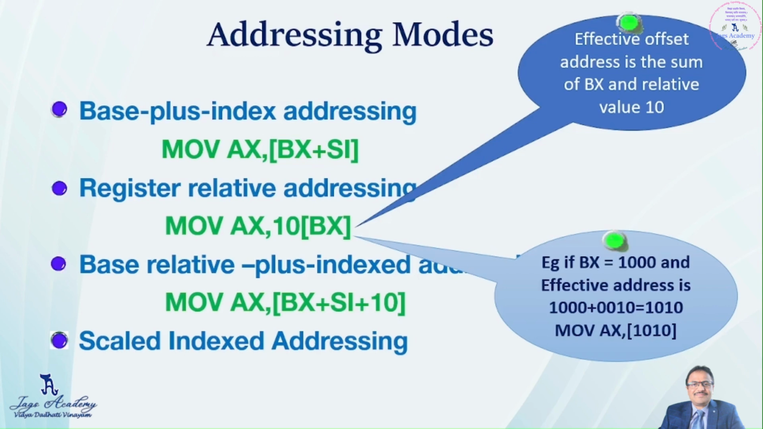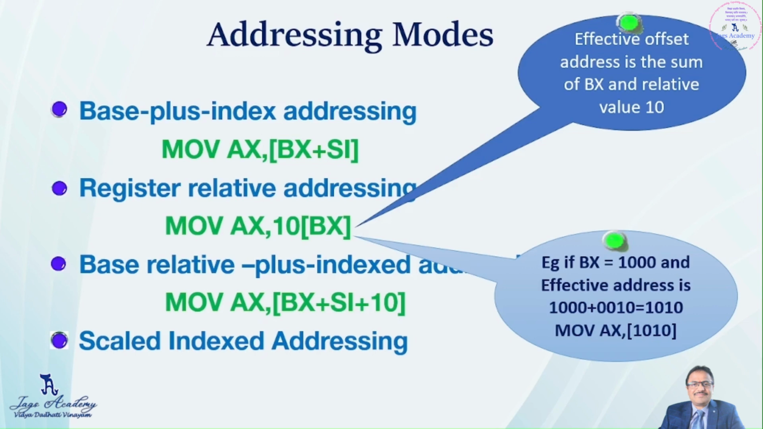For example, if BX content is 1000, the effective address is 1000 plus the relative address. The relative address is 0010. So the effective address is 1010. So it is going to fetch the data from the offset address 1010.